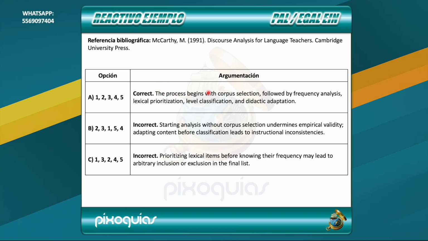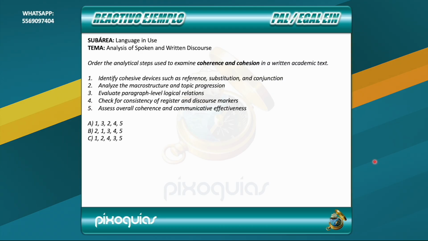The sequence is right because the process begins with corpus selection, followed by frequency analysis, lexical prioritization, level classification, and didactic adaptation. B is incorrect because starting analysis without corpus selection undermines empirical validity. Adapting content before classification leads to instructional inconsistencies. And C is also incorrect because prioritizing lexical items before knowing their frequency may lead to arbitrary inclusion or exclusion in the final list.